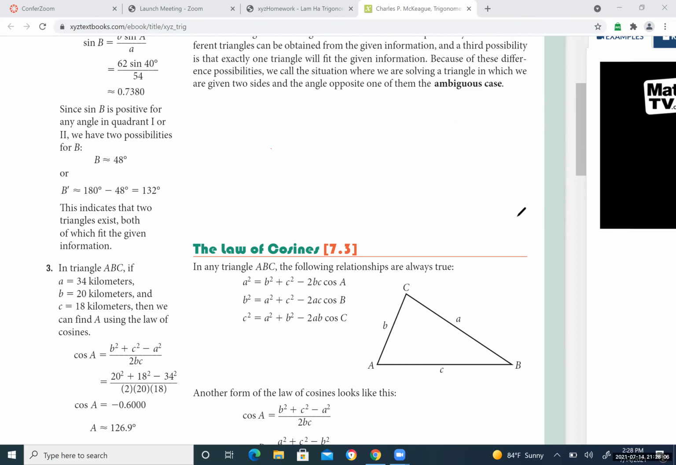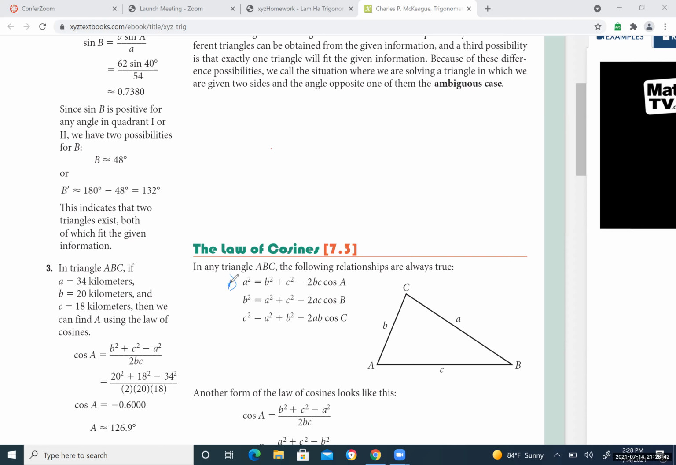For the law of cosines, for any triangle ABC, they set up the same picture. So the following relationship will be true, which means you don't have to apply all of these three on your work. You can choose depending on what they're asking. For example, they provide you side B, side C, and then angle A, and they want you to find side A. Then you want to use formula 1.